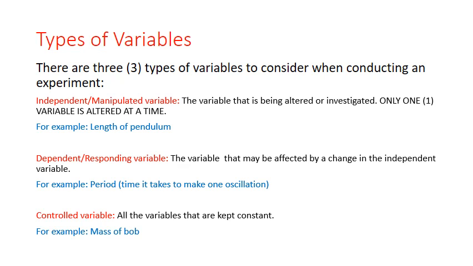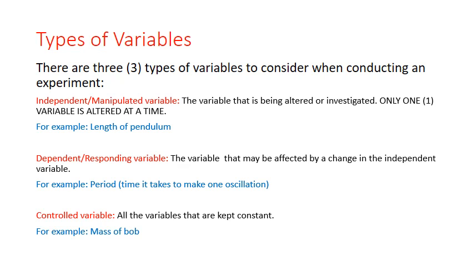So that means our period would be our dependent or responding variable. But what is our dependent or responding variable? This is simply the variable that may be affected by a change in the independent variable. Note the term may be affected, so it's based on the experiment that we would now find out whether or not this variable is affected by our independent or manipulated variable.